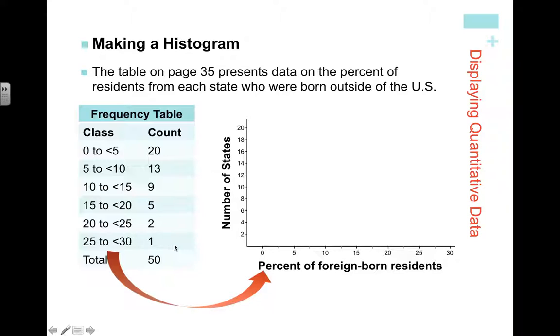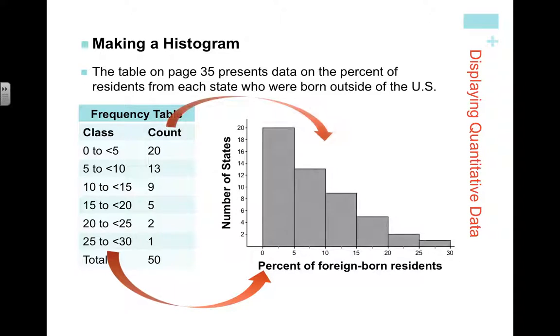Okay. Standard to go ahead and set your axes up like this. There is another way that you could do the bottom. I would show you that, but technology will do this. And then I just count them up, okay? And so this would be a histogram of that information that you guys have in that graph.